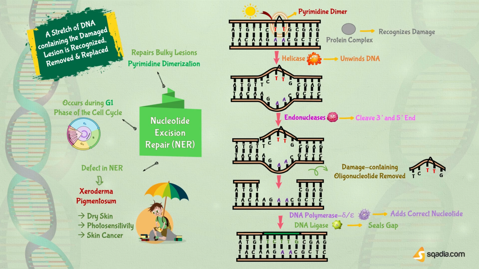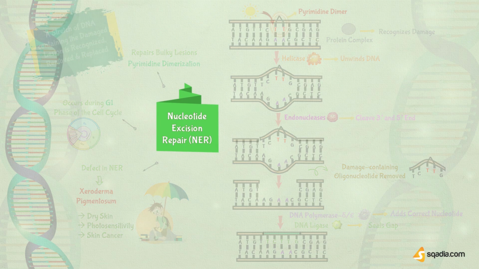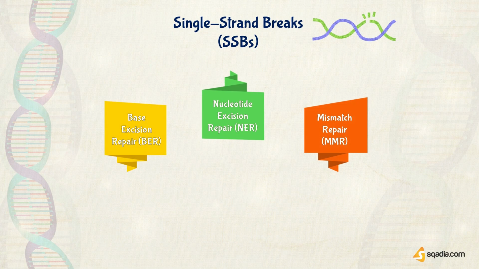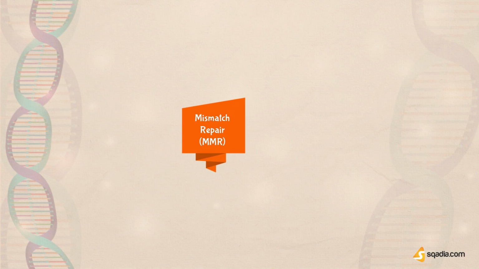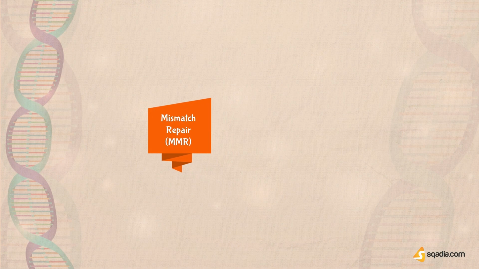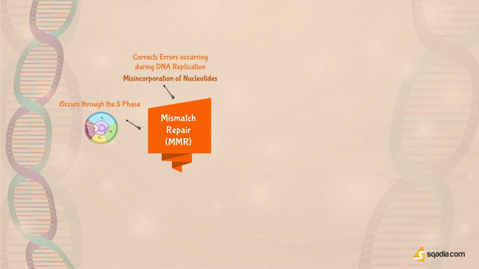The nucleotide excision repair. Now, we move on to the third and final mechanism of repair for single-stranded breaks. Exciting! Isn't it? Well, the third mechanism is the mismatch repair, or MMR. This pathway is responsible for correcting errors that occur during DNA replication, such as misincorporation of nucleotides. Do you know during which phase DNA replication occurs? That's right. It's the S phase.